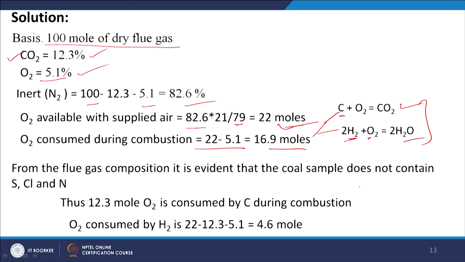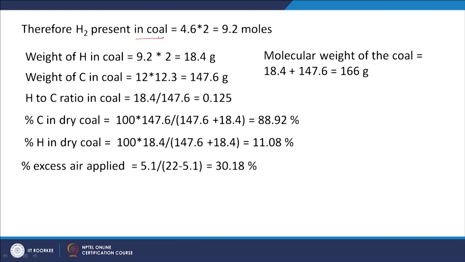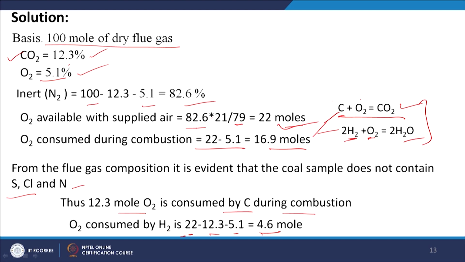Then from the flue gas composition, it is evident that the coal sample does not contain sulfur, chloride and nitrogen. Thus, 12.3 moles of O2 is consumed by carbon during combustion as per these expressions. So, 1 mole to 1 mole. So, 12.3 moles of oxygen is consumed by carbon. Similarly, oxygen consumed by hydrogen equals 22 minus 12.3 minus 5.1, so 4.6 moles. Now hydrogen present in coal equals how much? Because 1 mole of oxygen is consumed by 2 moles of hydrogen.